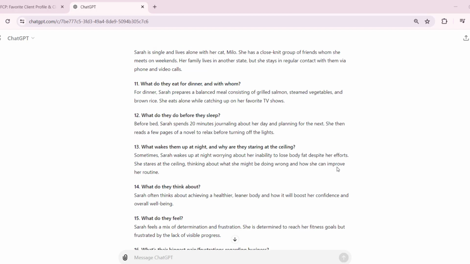12, what do they do before they sleep? Before bed, Sarah spends 20 minutes journaling about her day and planning for the next. She then reads a few pages of a novel to relax before turning off the lights.